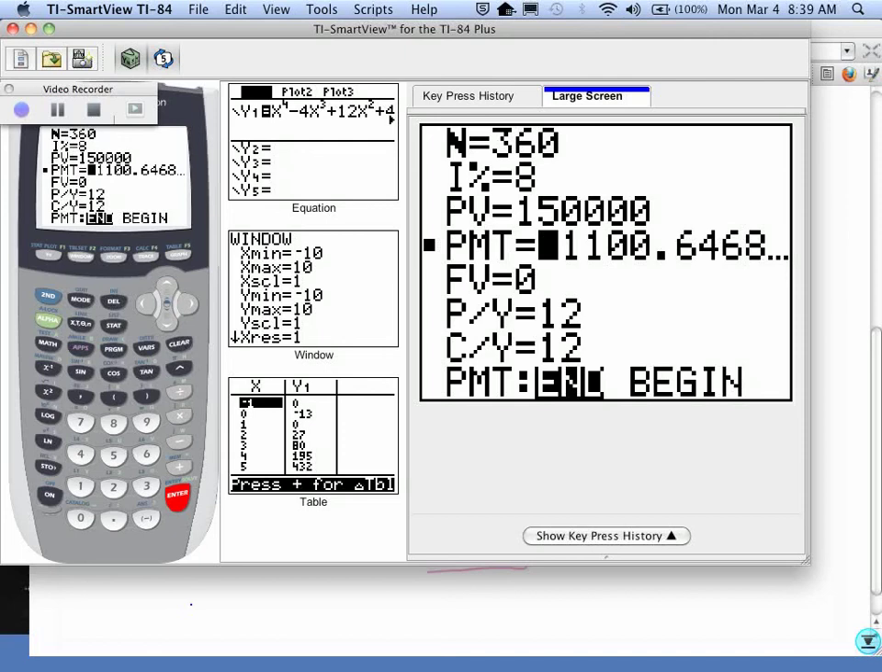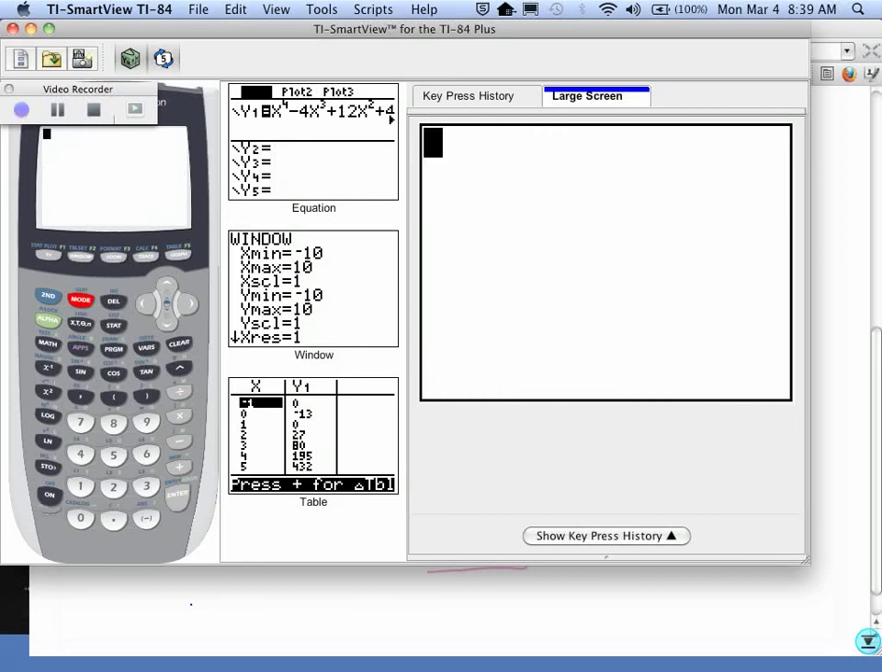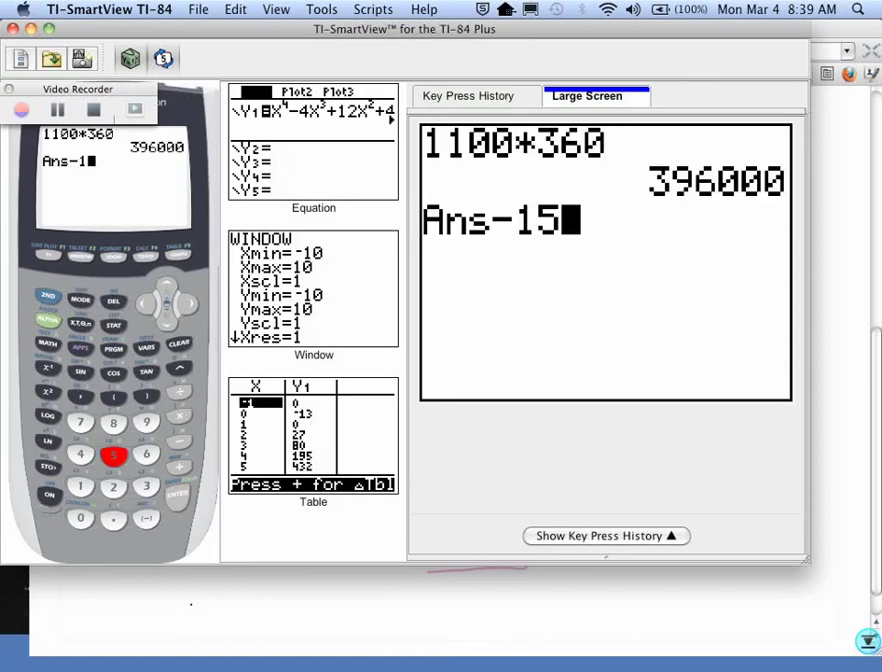So if I take that negative 1,100, so $1,100 times 360 payments, that's how much I sent to the bank. Now I subtract the 150. That's how much interest somebody spent. So what did we spend on the other one? We spent about $137,000 on interest. Now this person's spending $246,000, $110,000 more dollars.